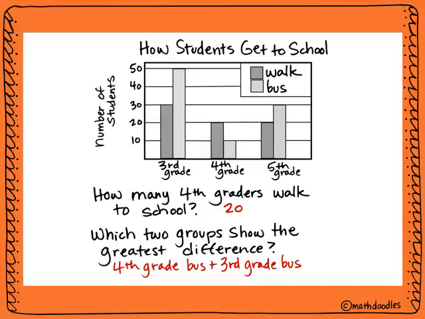Our first one is the third graders. Because there are 30 third graders who walk to school, and there are 50 third graders that take the bus to school, which is a difference of 20. Okay, so that has a difference of 20. And then the fourth graders, there are 20 fourth graders that walk and 10 fourth graders that take the bus. So that's a difference of 10.